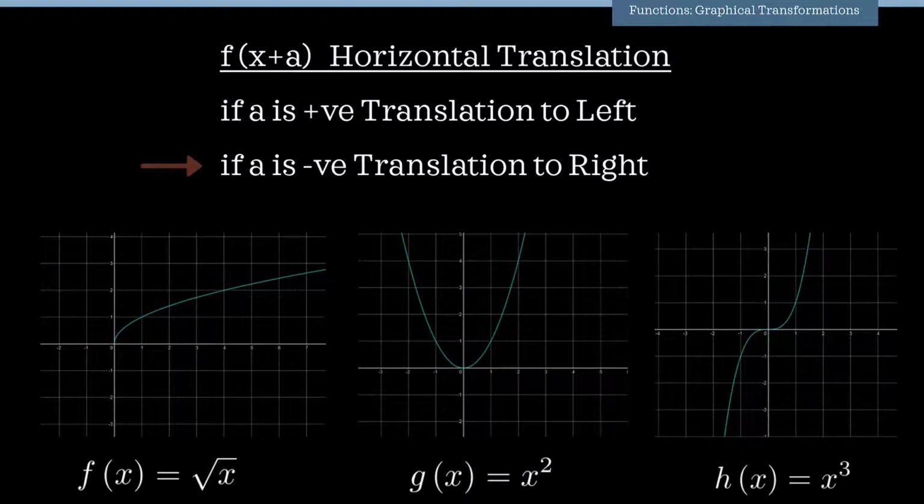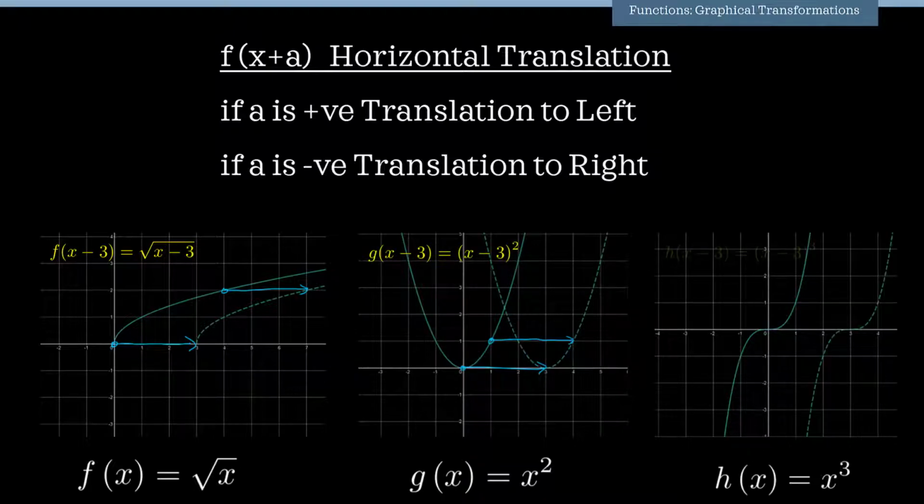Now let's suppose that a is minus 3. So for the graph of f of x minus 3, each point on my function f of x is going to move 3 units towards the right hand side. So after this transformation, my graph is going to look like this. And the same is going to happen for the function g of x and h of x. Each point on these graphs is going to move 3 units towards the right hand side. So this was the second type of transformation, horizontal translation.